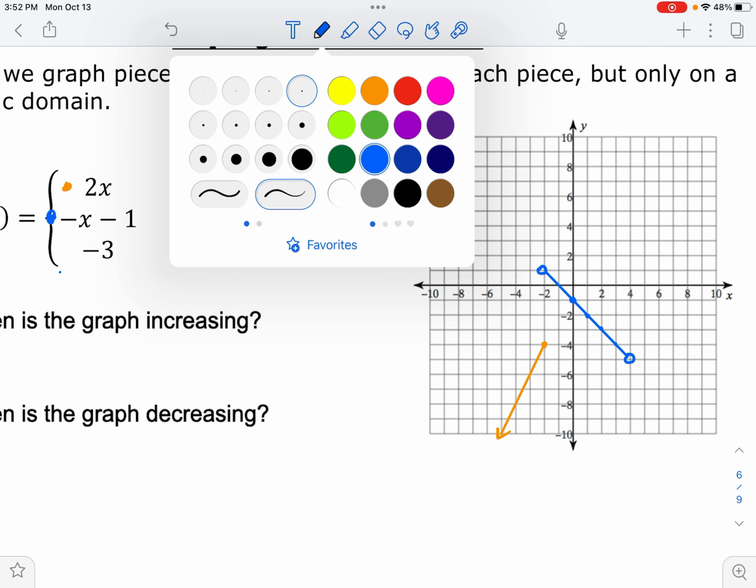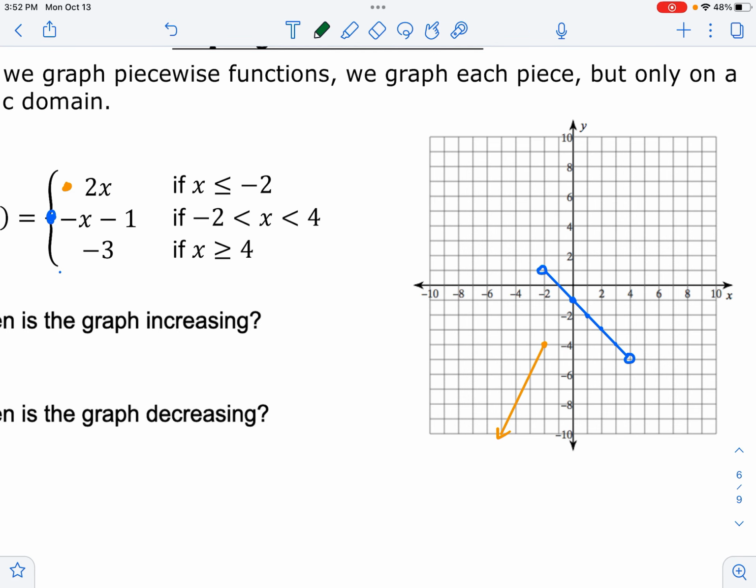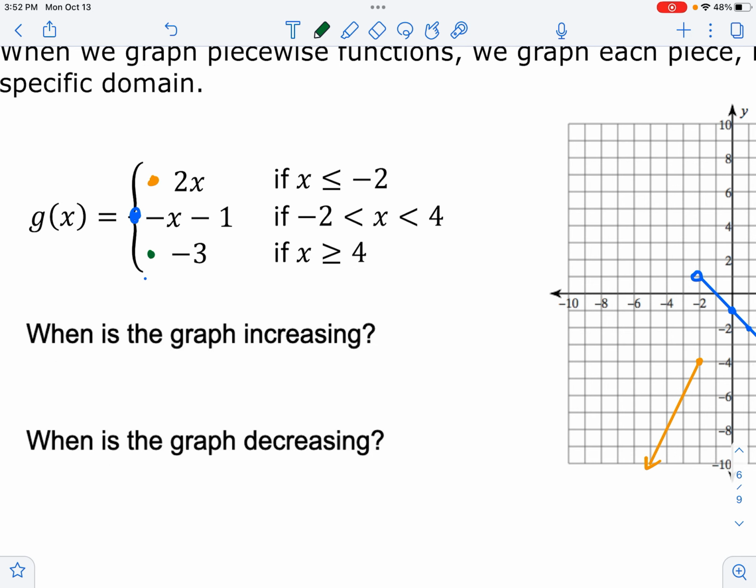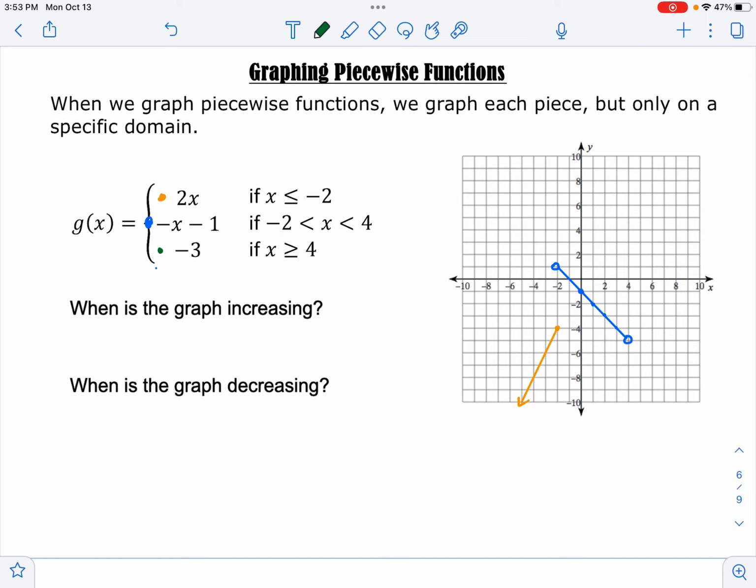All right, and then lastly, we'll try this one in green. It says when x is greater than or equal to 4, we just do negative 3. So remember, this is the same as saying y equals negative 3, which is just what kind of line? That's a horizontal line. So we just need to graph a horizontal line at negative 3.